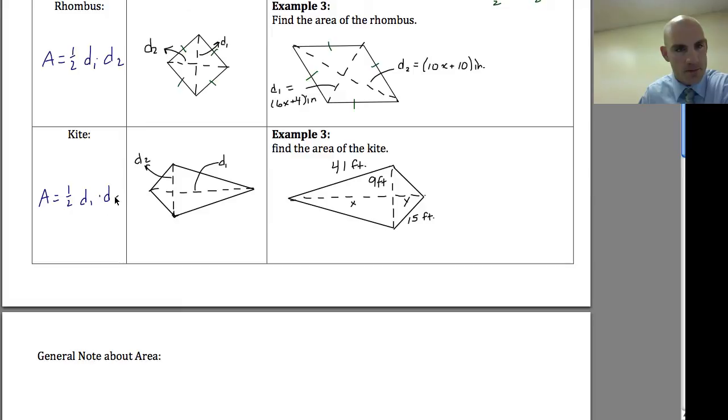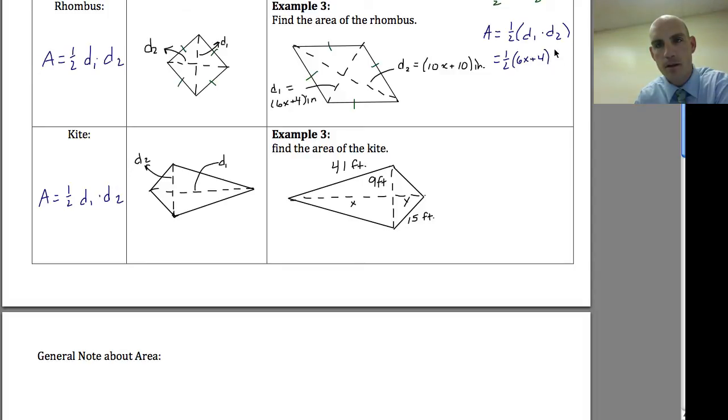1/2 D1 times D2. And all I'm doing is setting up the formula. Notice, in this one, they tried to trip us up and they said D1 is equal to 6x plus 4. D2 is equal to 10x plus 10. They gave us some polynomials and they're like, we're going to trip you up. We're not going to be tripped up by this because we know that area equals 1/2 D1 times D2. So area equals 1/2 of 6x plus 4 times 10x plus 10.